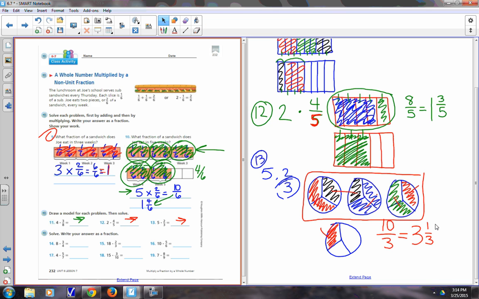So hopefully you're starting to see that you multiply the whole number by the denominator, because there's kind of an invisible 1 underneath this whole number. So really 8 is 8/1. It's kind of an invisible thing. So you're multiplying that number by the numerator, and you're keeping the denominator the same. So 8 times 3 is 24. Keep the same denominator.